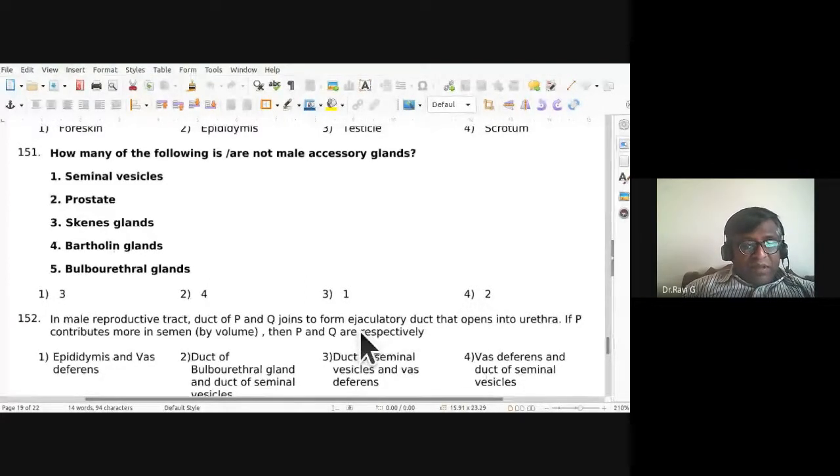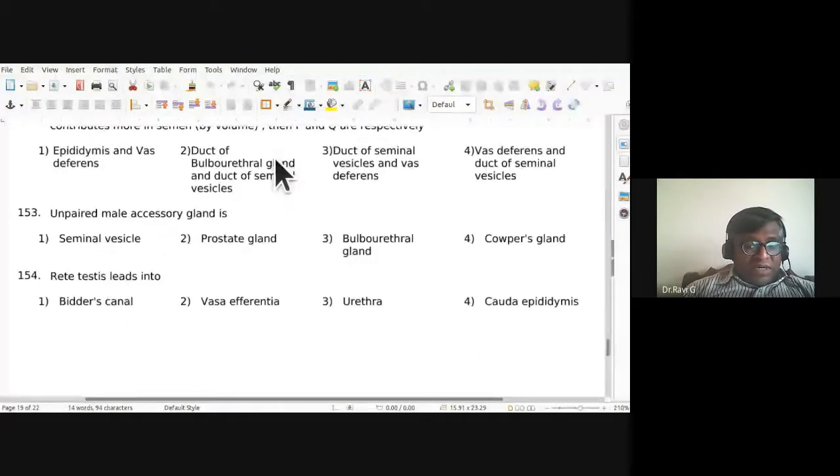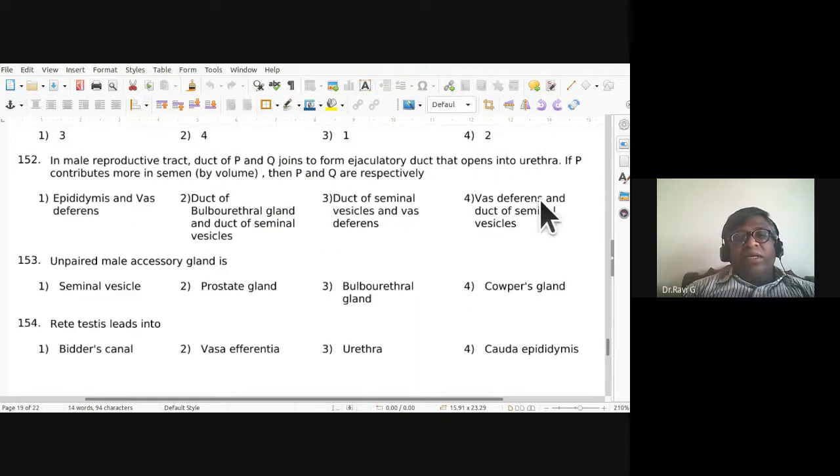In the male reproductive tract, the ducts of P and Q join to form the ejaculatory duct that opens into the urethra. If P contributes more to semen by volume, then P and Q are respectively: epididymis and vas deferens, or duct of bulbourethral glands and duct of seminal vesicle, or duct of seminal vesicles and vas deferens? So it is vas deferens and duct of seminal vesicles.